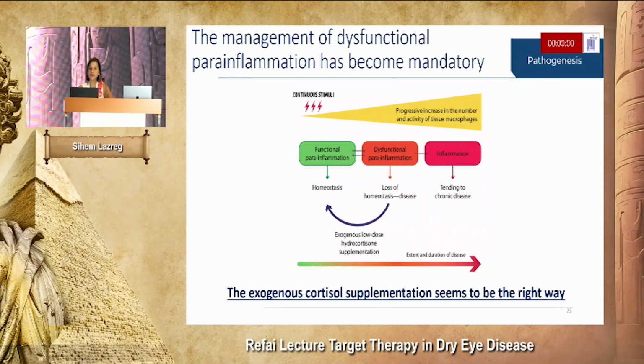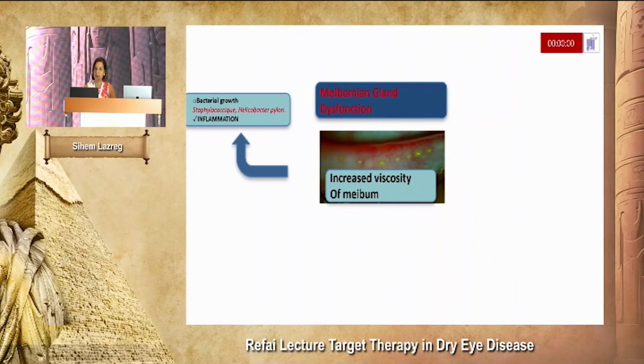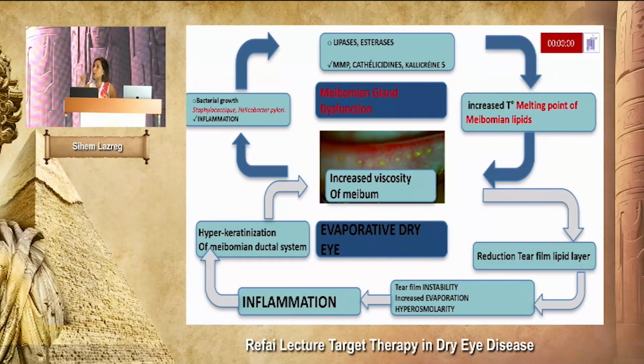Then the exogenous cortisone supplementation can be useful in this case. Then as you see, this is the vicious circle with all the treatment that we have. When we are using IPL, but I will just show you because I told you 78% of dry eye disease is MGD. Then back to the vicious circle, but not of the dry eye disease. This is the vicious circle of the MGD. We have meibomian gland dysfunction.